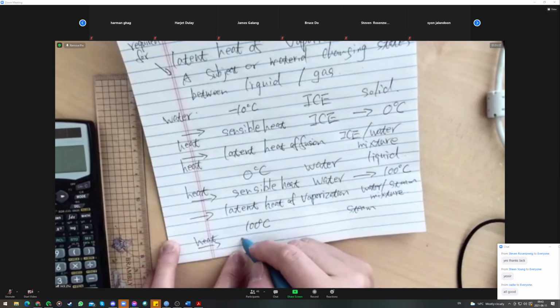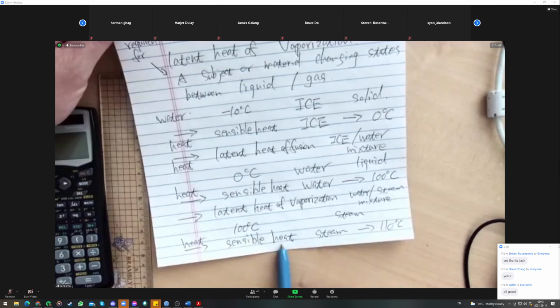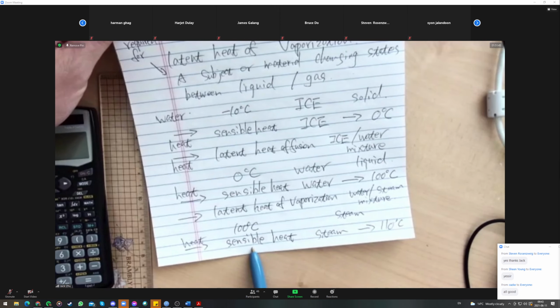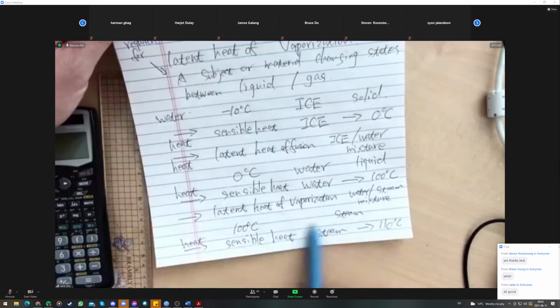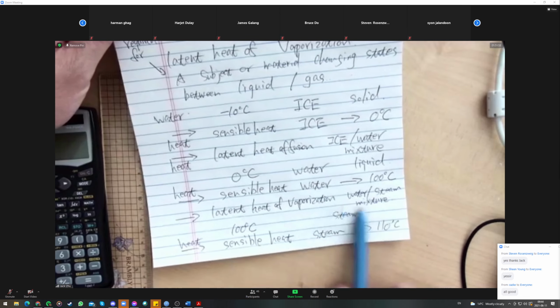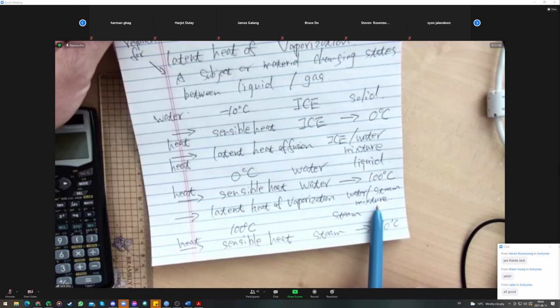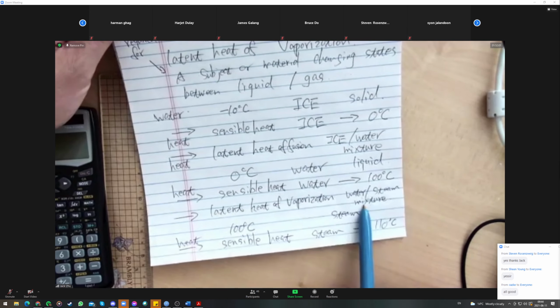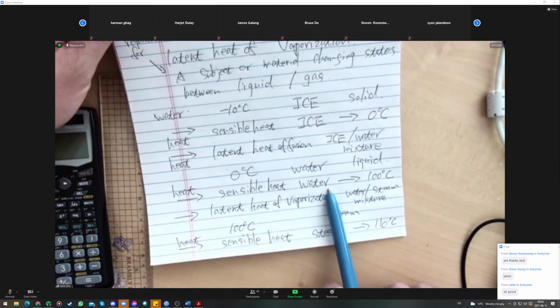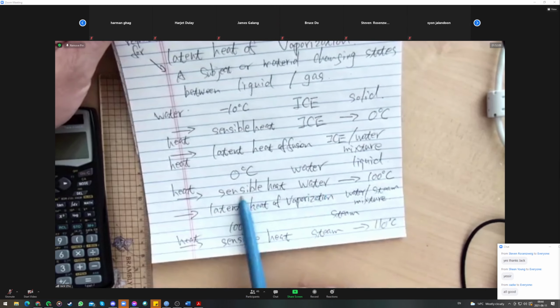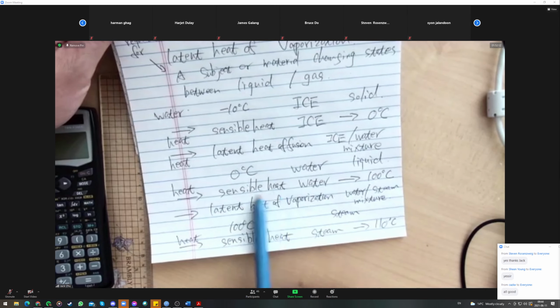So this process can be reversed. First, you cool the steam down from 110 degrees. It releases sensible heat. When it reaches 100 degrees, it releases the latent heat of vaporization to become a water and steam mixture, until the last bit of steam becomes water. Now we have all water at 100 degrees. Then you can take out the sensible heat, or release it.